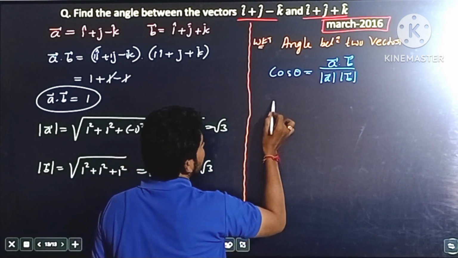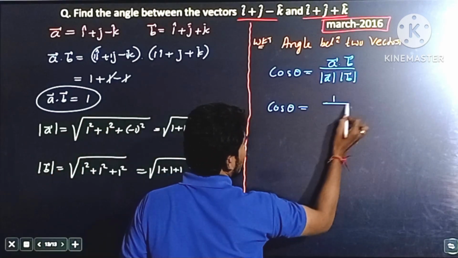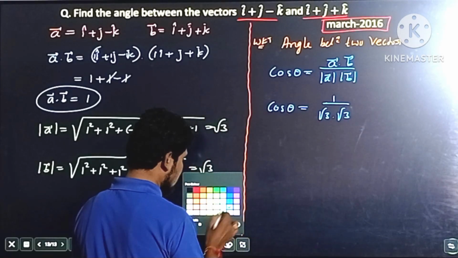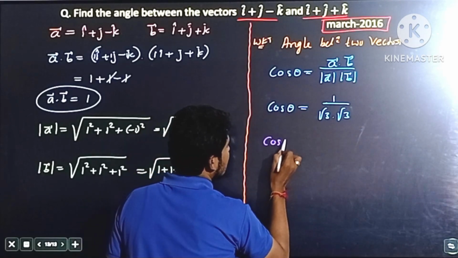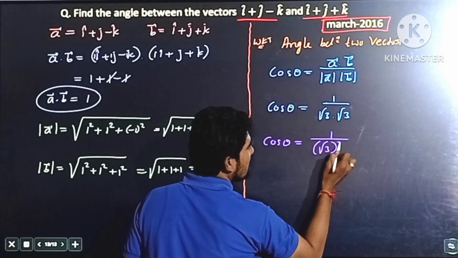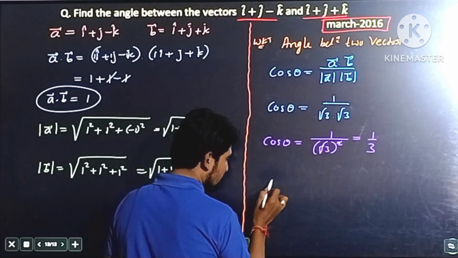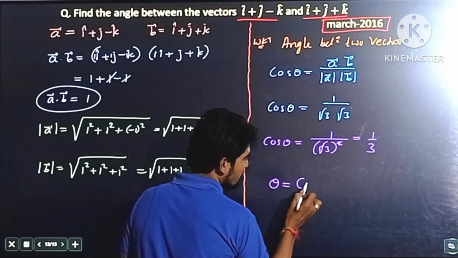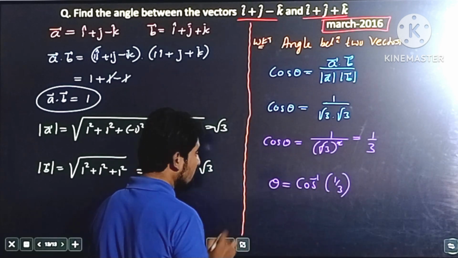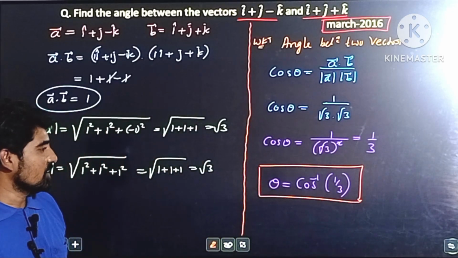Use these three values in the formula for the angle between two vectors. We get the required angle: cos theta is equal to A vector dot B vector, which is 1, divided by magnitude of A vector, root 3, into magnitude of B vector, root 3. Therefore cos theta is equal to 1 divided by root 3 into root 3, which is root 3 whole square. So square and square root get cancelled. Hence the value of cos theta is 1 by 3. Therefore theta is equal to cos inverse of 1 by 3, which is the required angle between the given two vectors A vector and B vector. I hope all of you understood.